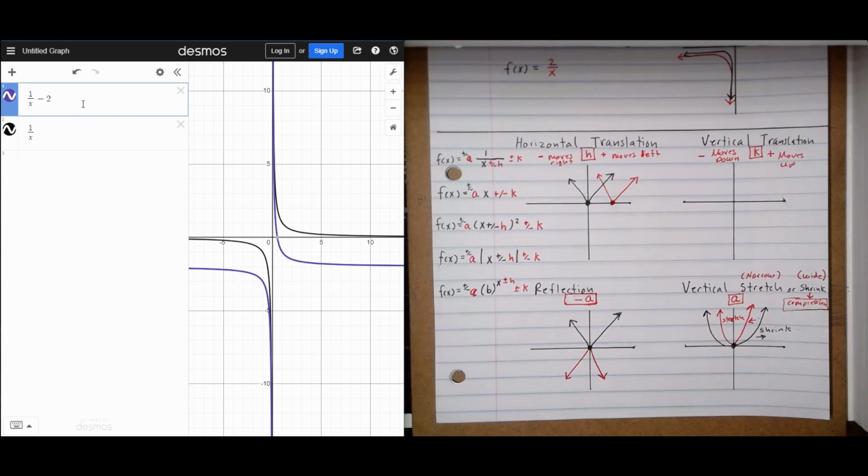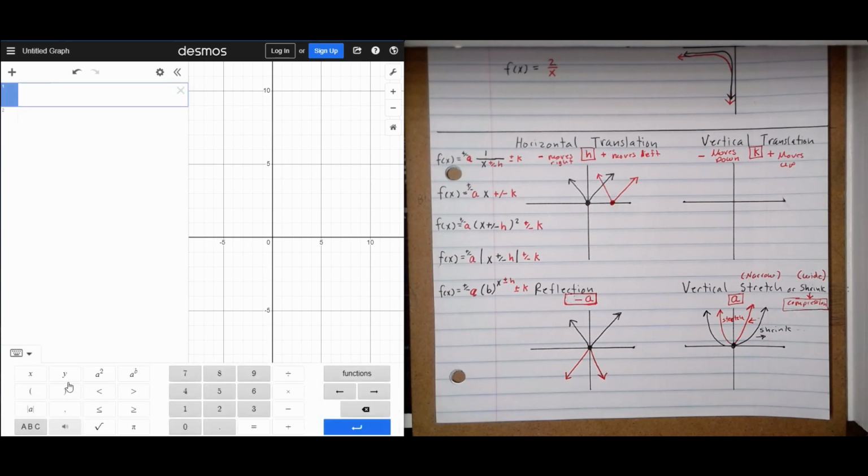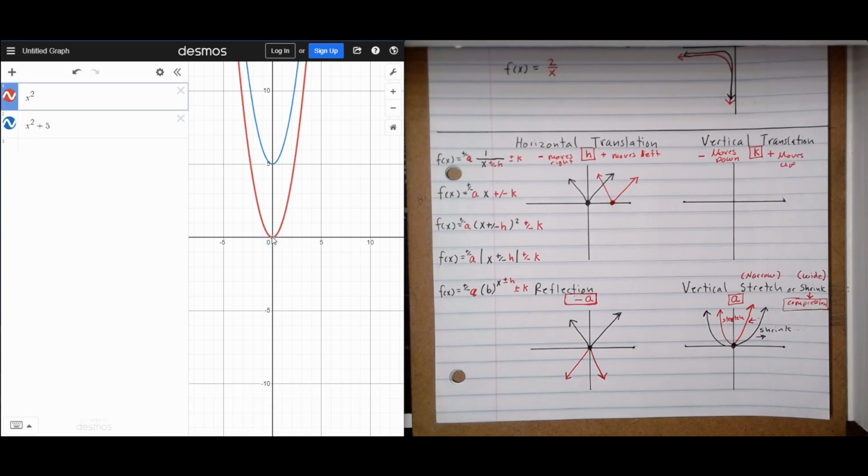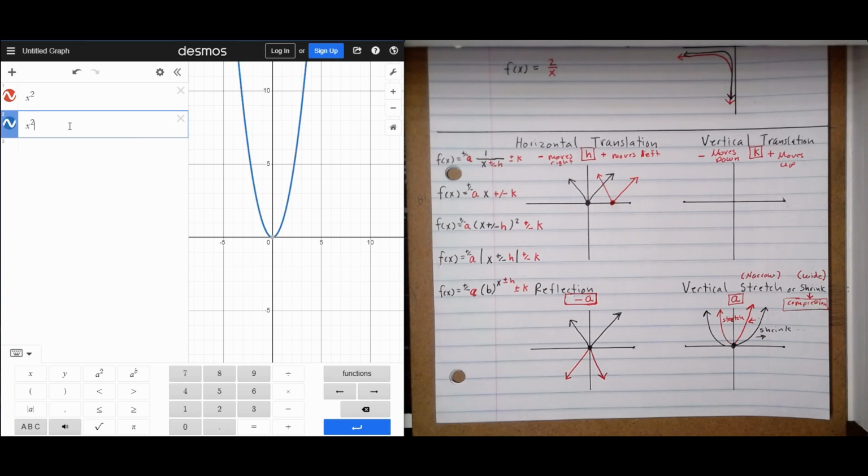Let's do it with a quadratic real quick. So I'm going to go ahead and delete these. Let's throw in a quadratic. I'm going to put x squared. And for my next one, let's do x squared plus 5. That moves it up 5 units. So notice it went from the origin all the way up here to 0, 5. So we just went up 1, 2, 3, 4, 5. And let's say I wanted to move it down 3 units. I could do minus 3. And it simply just moves it down 1, 2, 3.